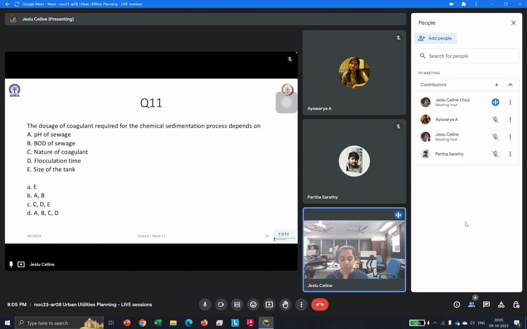First one, A, pH of sewage. Is it important to decide how much chemical coagulant is required? Yes, ma'am. pH of sewage is very important. Then B, BOD of sewage. Is that important? No, ma'am. Why? Why is it not important?